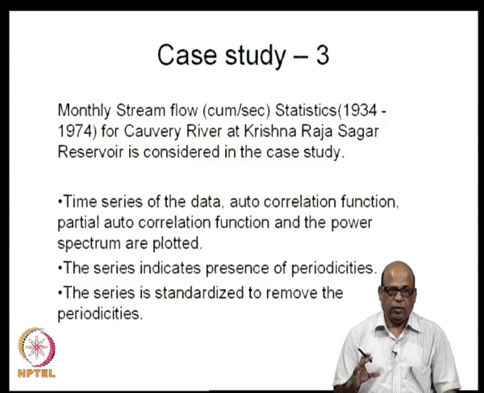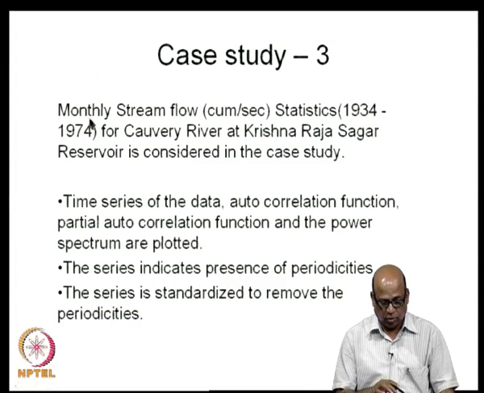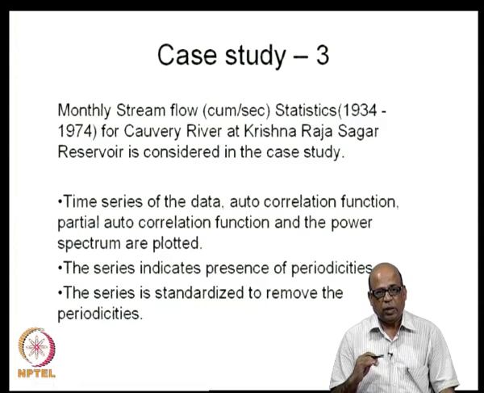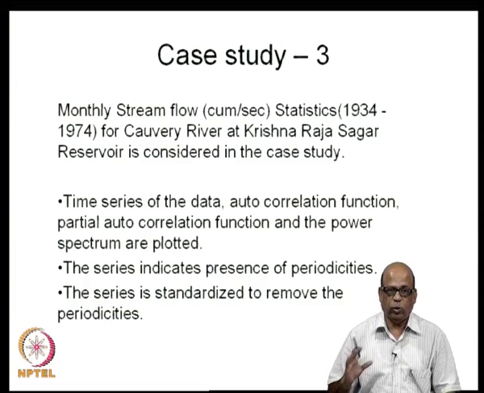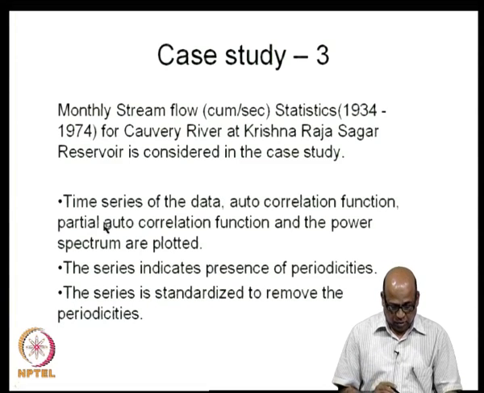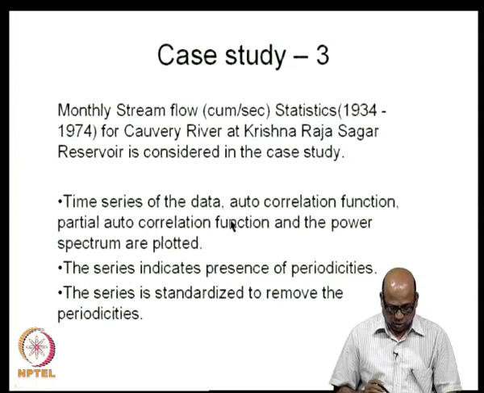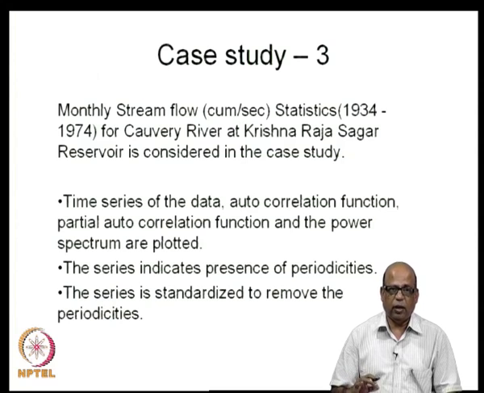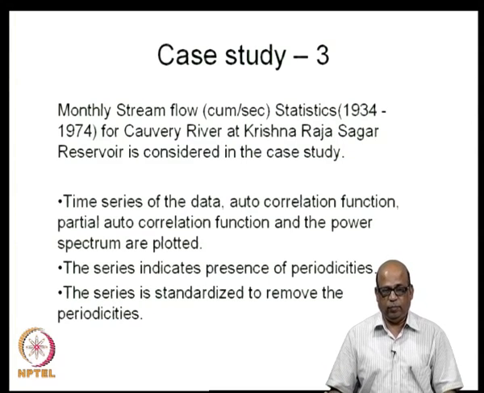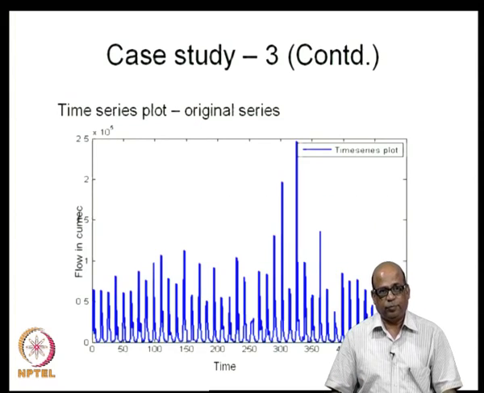Then we see if there are periodicities present in the data, because, as I have been saying repeatedly, monthly stream flow data are almost certain to show periodicities corresponding to 12 months, especially in monsoon regions like ours. So, once the periodicity is indicated, let us see how we can remove the periodicities. In this particular case we simply standardize the series, obtain another series by standardizing, and then look at whether the periodicities are present or not. That is the exercise we do now.